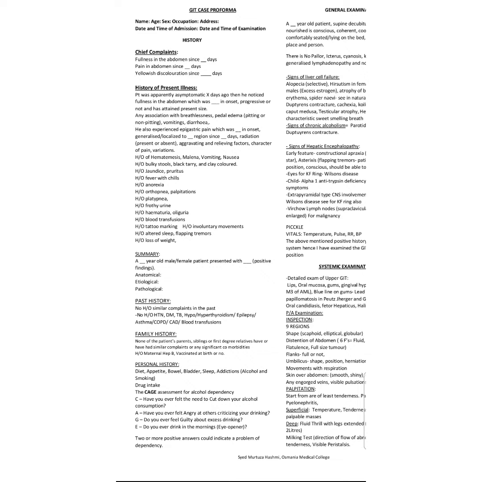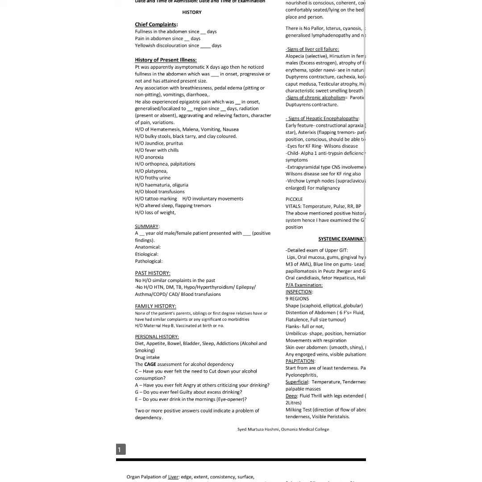So you need to mention that none of the patient's siblings or first degree relatives have had similar complaints or any significant comorbidities. And any history of maternal hepatitis B, or whether vaccinated at birth or not, you need to rule out, because it can cause vertical transmission to the baby, so you need to ask about maternal hepatitis B vaccination or not.